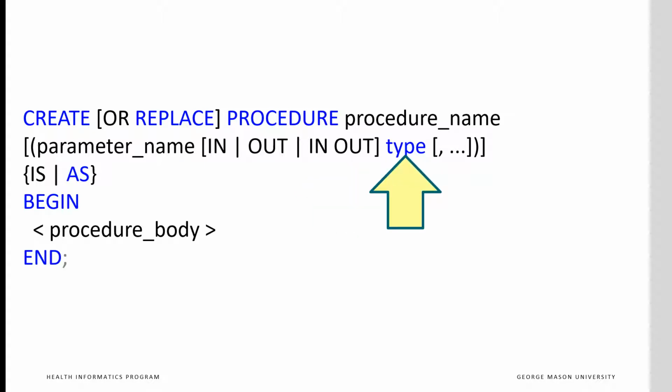Type refers to variable type, such as integer, float, variable character, and so on. The AS keyword is used instead of the IS keyword for creating a standalone procedure. Within a calling program, the execute command runs the standalone procedure. Procedure body contains the executable part. This is where the input variables are modified to produce the output variables. The last line of a procedure should be the end command.